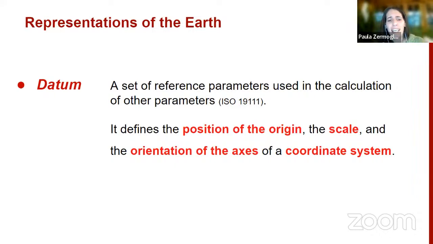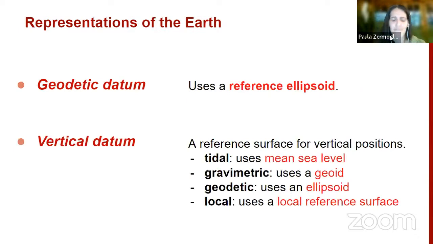And so the datum for our coordinate system will define the position of the origin, the scale, and the orientations of the axis of that coordinate system. We're going to see it graphically. Now, in particular, a geodetic datum uses a reference ellipsoid. There are other kinds of datums. There are vertical datums that use other surfaces as a reference. For example, they can use mean sea level or use a geoid. They can use ellipsoids or any local reference surface.